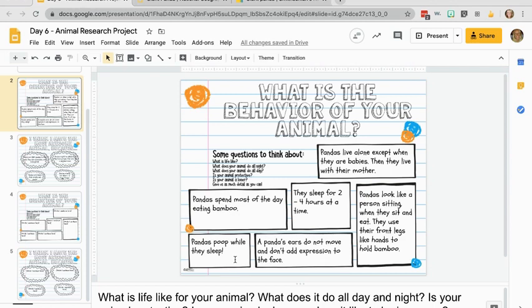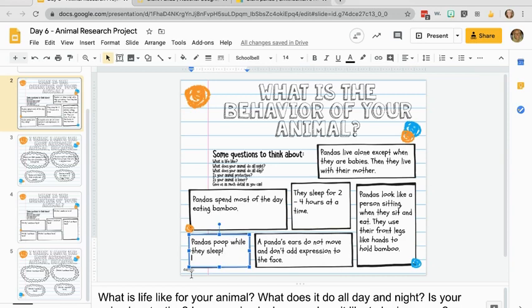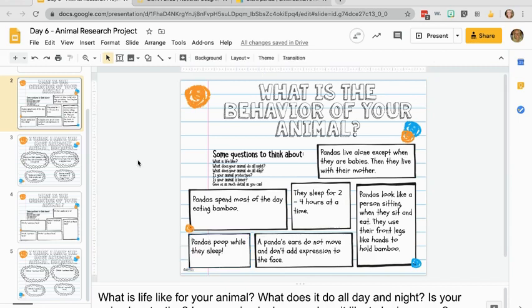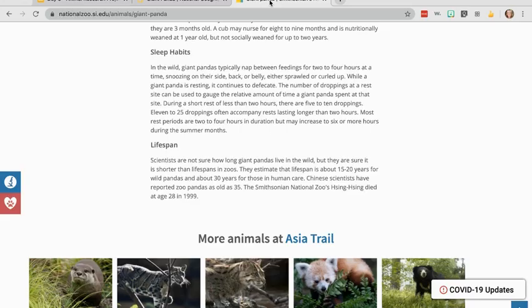I'm going to click on another box. Doesn't really matter which one. I'm going to make sure that it's highlighted in blue. And I'm going to write, pandas poop while they sleep. I thought that was really exciting. So I made sure to put an exclamation mark. And again, I have an uppercase letter at the beginning of my sentence. I click outside the box and go back to the Smithsonian website to see if there's anything else in that paragraph that I want to write about.